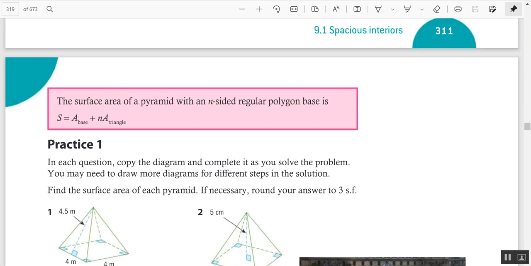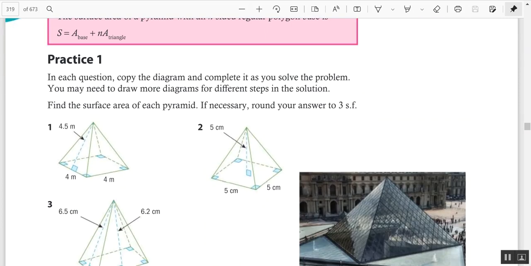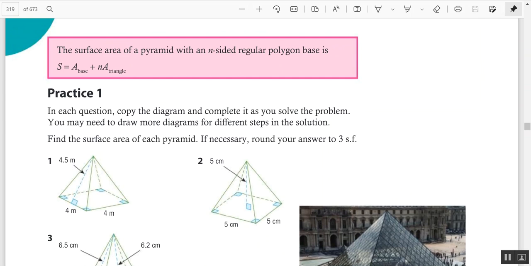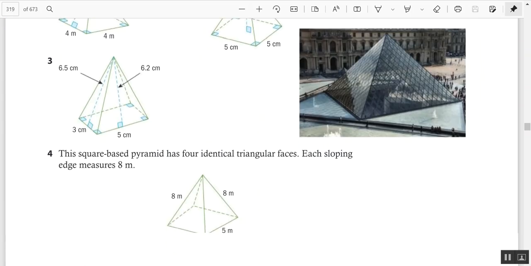Why? What is a rectangle not? You would need another formula, it would have to be S equals the area of the base plus. Well, you couldn't generalize because it's not an n-sided polygon. Yeah, a rectangle is not an n-sided regular polygon. It's not a regular polygon, is it? So, yeah. All right, so you got that.